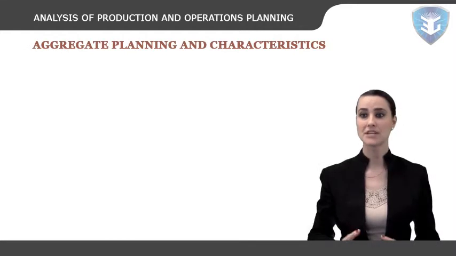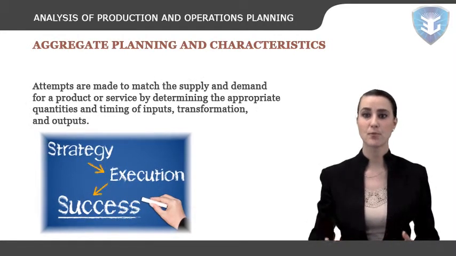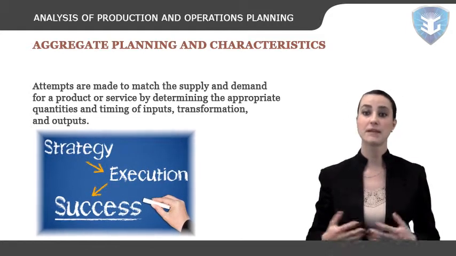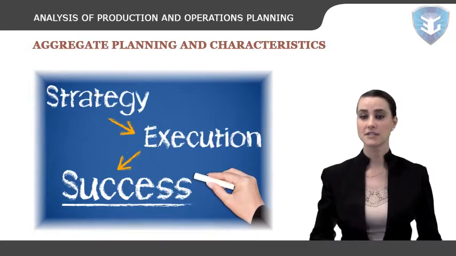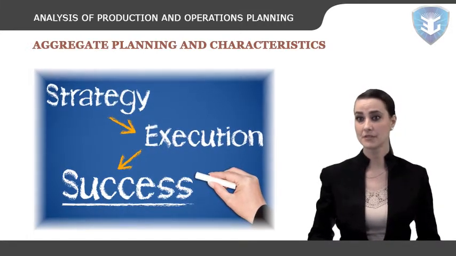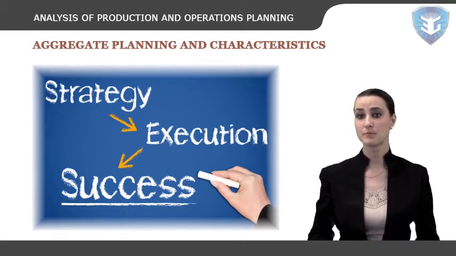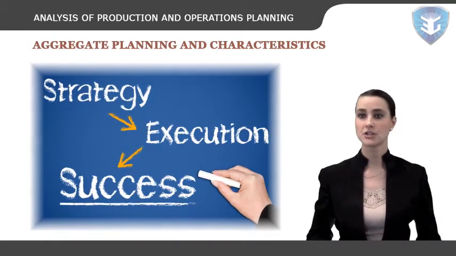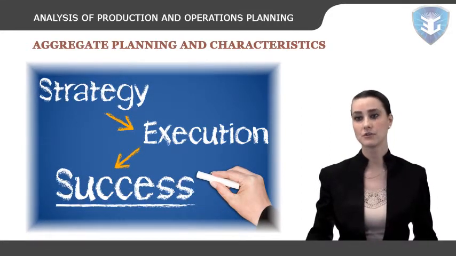Attempts are made to match the supply and demand for a product or service by determining the appropriate quantities and timing of inputs, transformation, and outputs. An organization can finalize its business plans on the recommendation of demand forecast. Once business plans are ready, an organization can work backward from the final sales unit to the raw materials required.